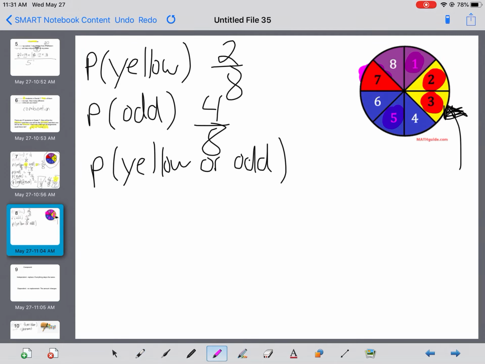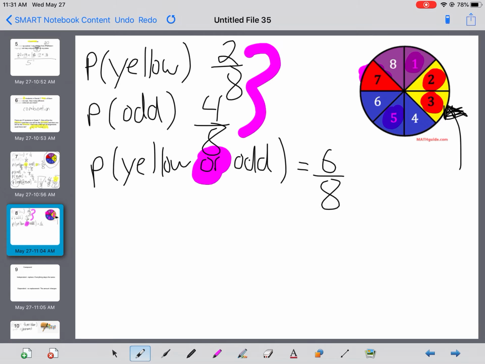That means if I want to figure out the probability of yellow or odd, I cannot just add these 2 together because then I would get 6/8. But if I look at my spinner, it's not true that 6 of them would give me a prize for yellow or odd, because yellow and odd are not mutually exclusive.